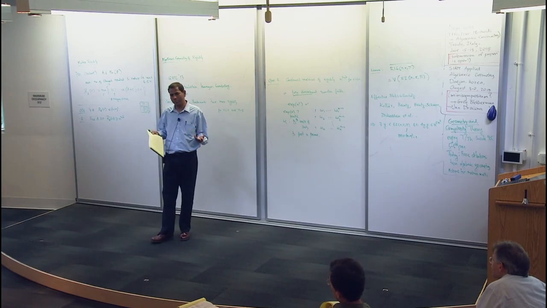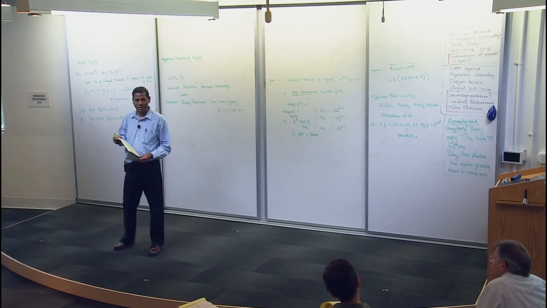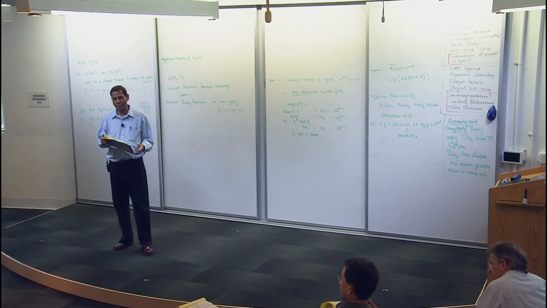It's like expander graphs or error correcting codes, where again it's easy to produce random objects, nice objects, but much harder to produce explicit ones.